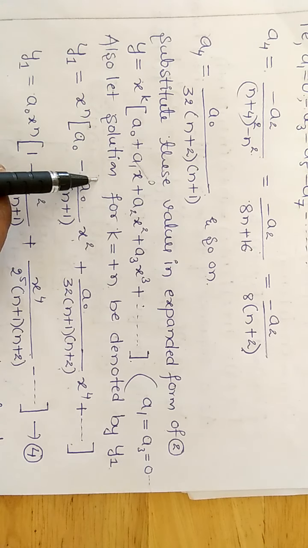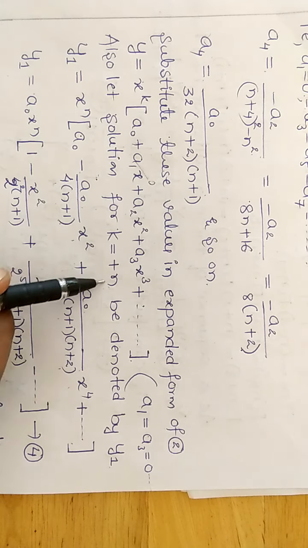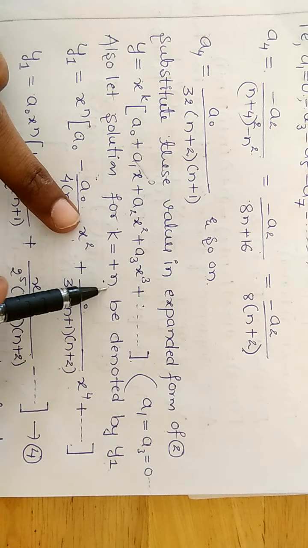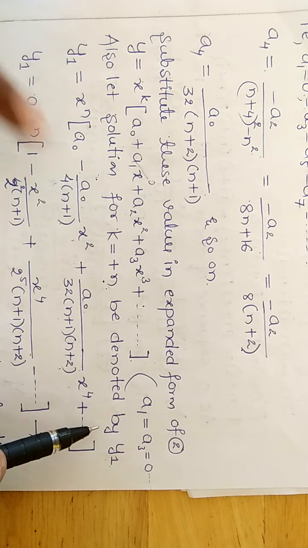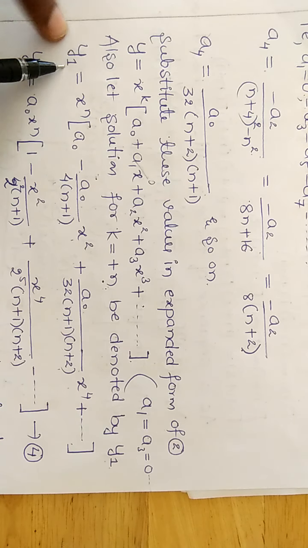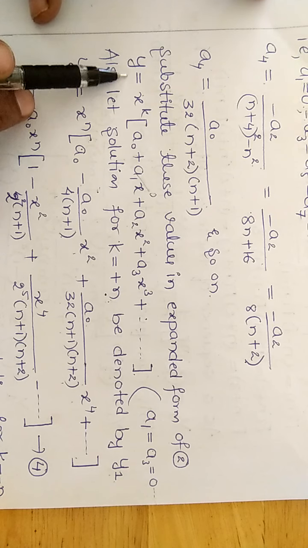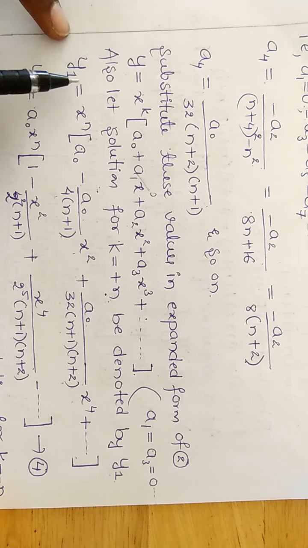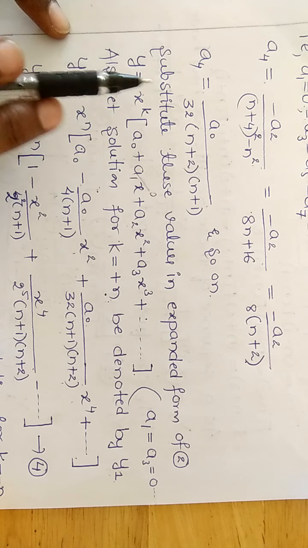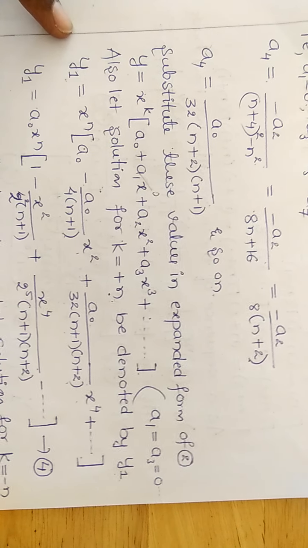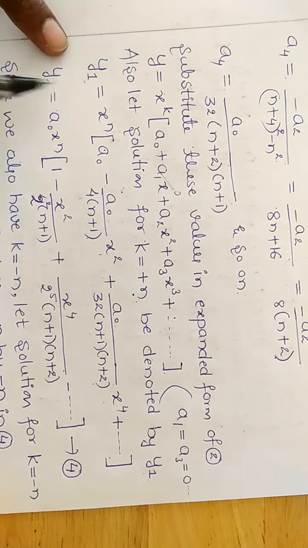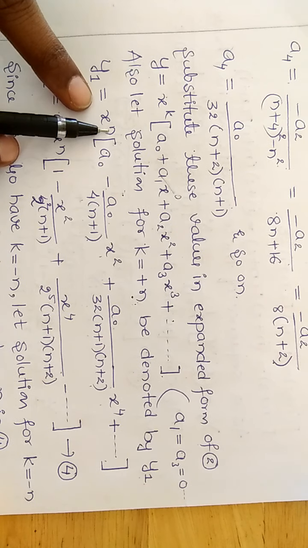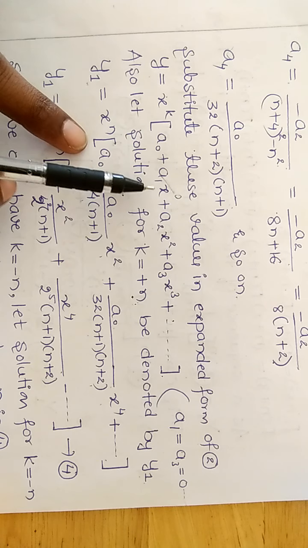Let a solution for k equal to plus or minus n be denoted by y1. If k is a positive value, then we have to denote it by y in terms of y1. In y, we put k equal to n, and we get y1, the first solution. K equal to minus n gives the second solution, y2. So y1 is equal to x to the power k, that is n, a naught.